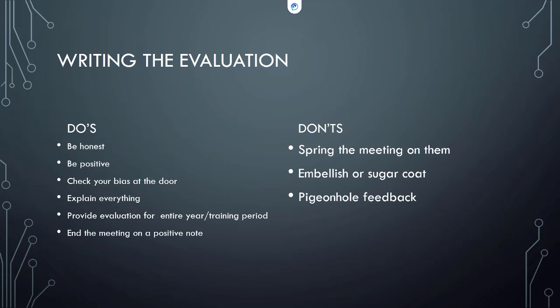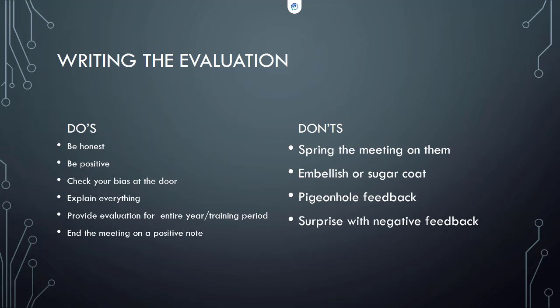Don't pigeonhole feedback. Don't just make a note and set it aside, make a note and set it aside, make a note and set it aside. If you're going to make a note about the faculty member's performance, then you need to talk to them about that performance now, at the time. Don't wait until evaluation time to give them all these things that you've been holding on to for the entire rating period.